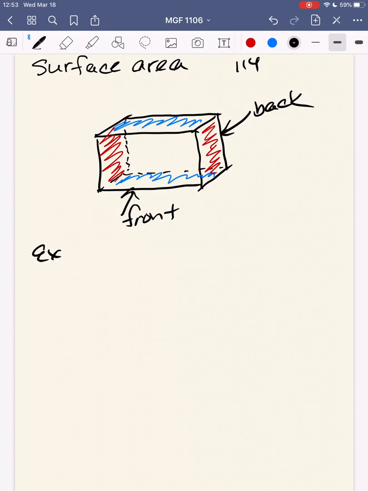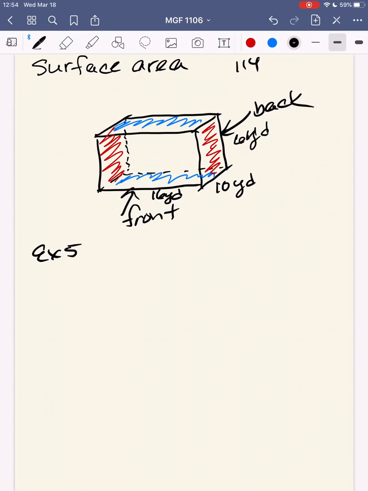So I'm going to do example 5 for this case here. And I'm going to just label the one that I have. So I'm going to say this one's 10 yards. The front is going to be 16 yards. And then I have one more dimension here that I'm going to call 6 yards. This is obviously not drawn to scale here.